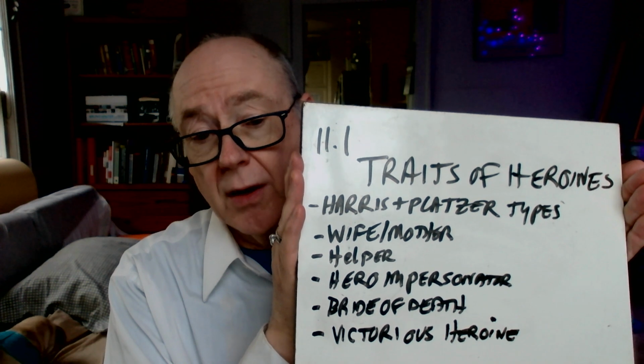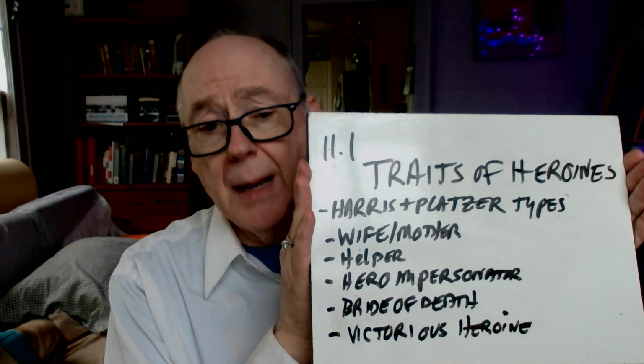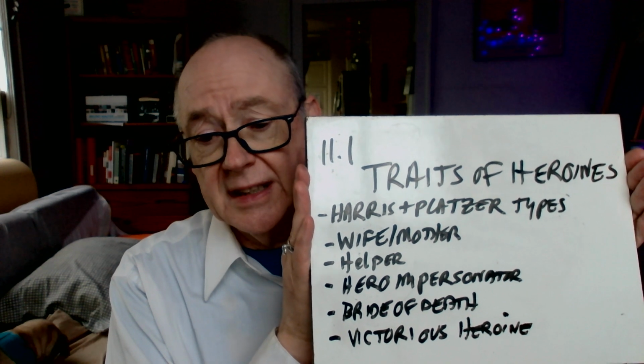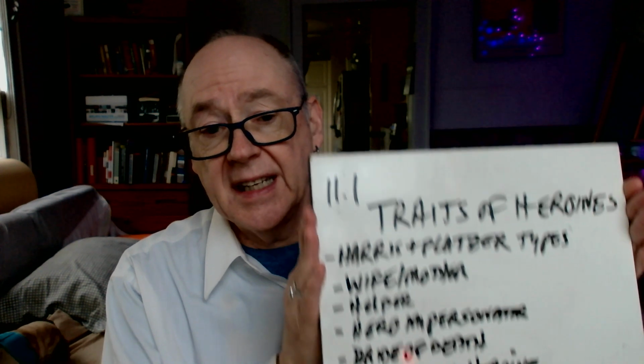And then the victorious heroine is a heroine who basically wins sort of on her own terms. Penelope, the wife of Odysseus, would be an example here. There's a figure called Psyche in the story of Cupid and Psyche, who wins back her love, but sort of does it her way.